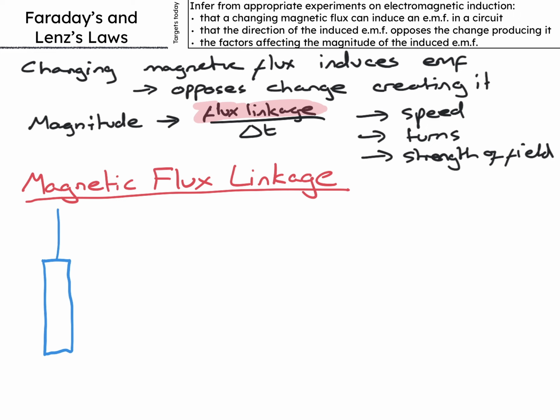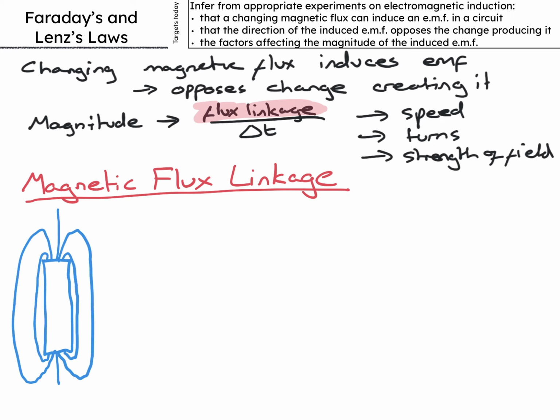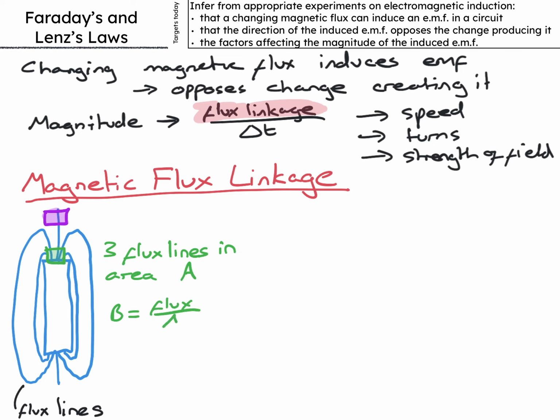We already know magnetic flux density, which is B in the equations. This tells us the strength of the magnetic field, which is shown pictorially by the spacing of flux lines. If the lines are closer together, that is, if they are more dense, the field is stronger. If they are less dense, the field is weaker. So in this diagram, I have 3 flux lines going through an area A. We could say that B equals magnetic flux over A.